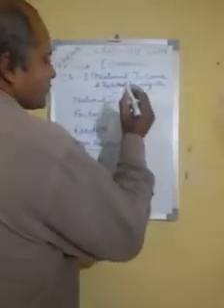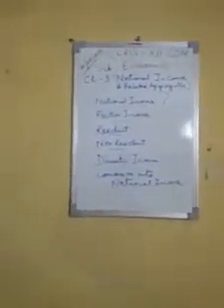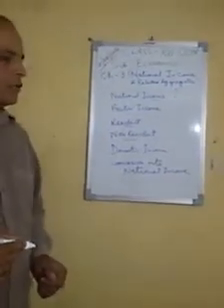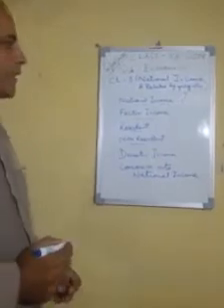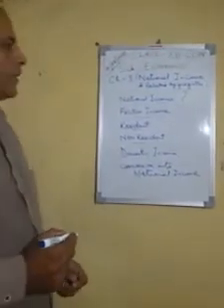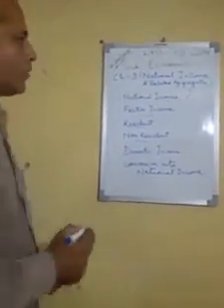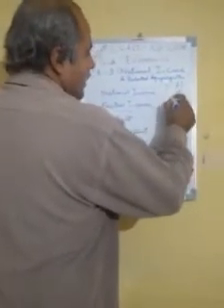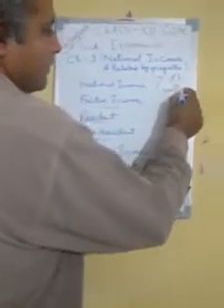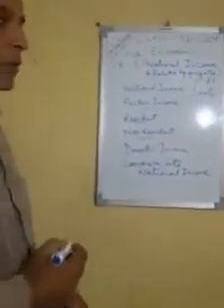So starting with national income, what is national income? National income is the value of final goods and services produced within one accounting period of any country. It is also known as aggregate supply or NNP at FC, which means net national product at factor cost.